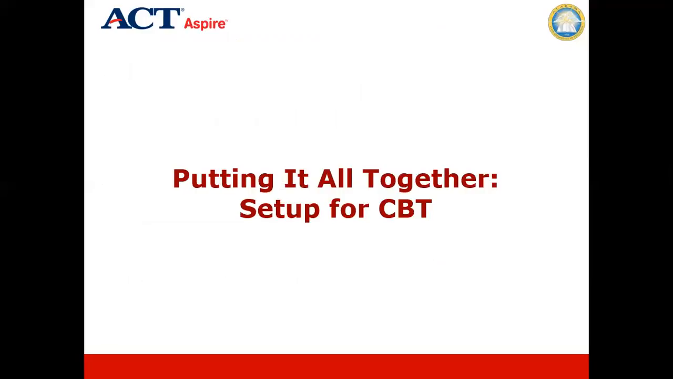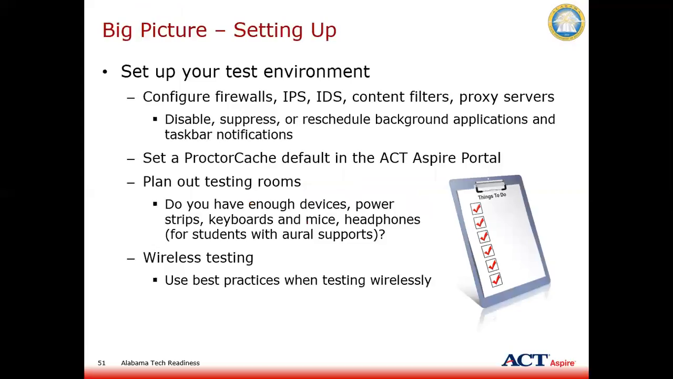Now let's talk about putting it all together, the setup. Make sure that you account for and configure your firewalls. If you have an intrusion protection system, or IPS, or an intrusion detection system, an IDS, you want to make sure the URLs and ports that we were looking at earlier are whitelisted so that content can get through. Basically, if you have anything on your network that may reroute, alter, or block files, it needs to be configured. Make sure our URLs and ports are able to get through.